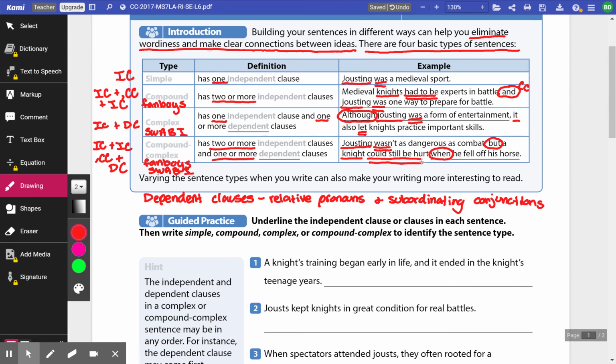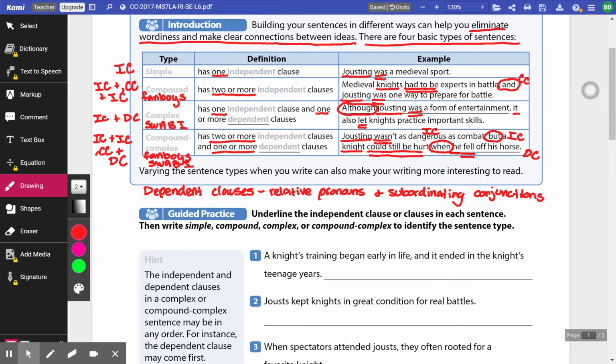And then "when he fell off his horse." So when he fell off his horse, well, I know that this one is going to be a dependent clause because it begins with the word when, and I know he is my subject and fell is my verb. So I have an independent clause here, and then another independent clause, and then I have a dependent clause at the end. So within the examples it gives us, it has underlined the dependent clauses for you so that they are easy to see. So they are underlined.